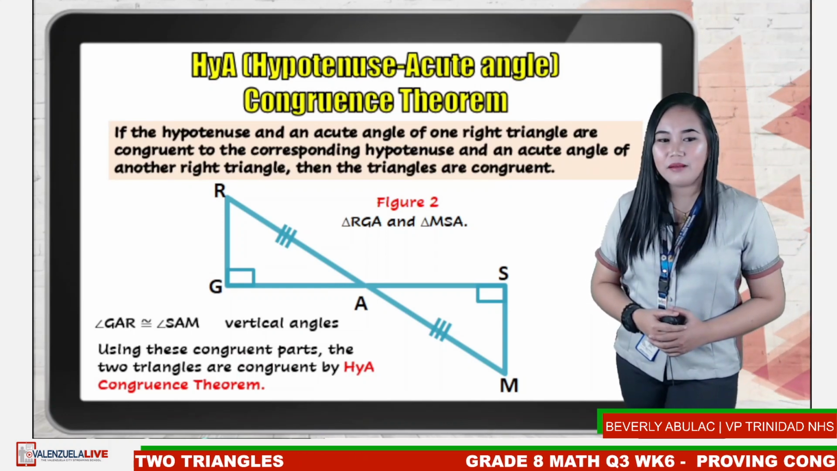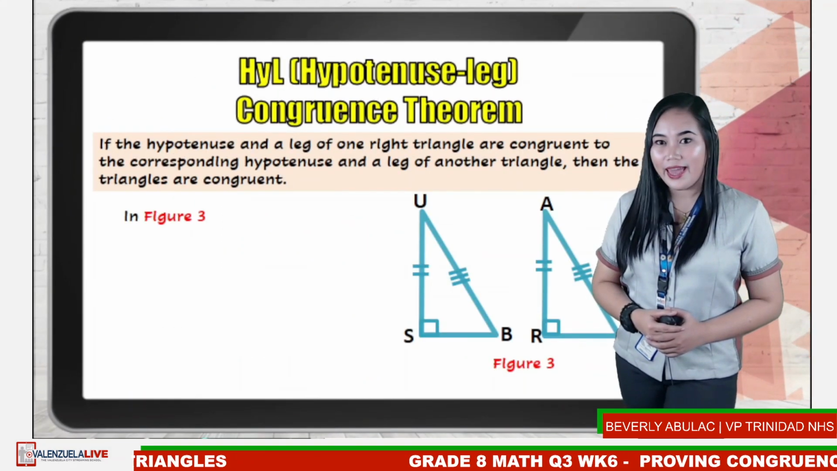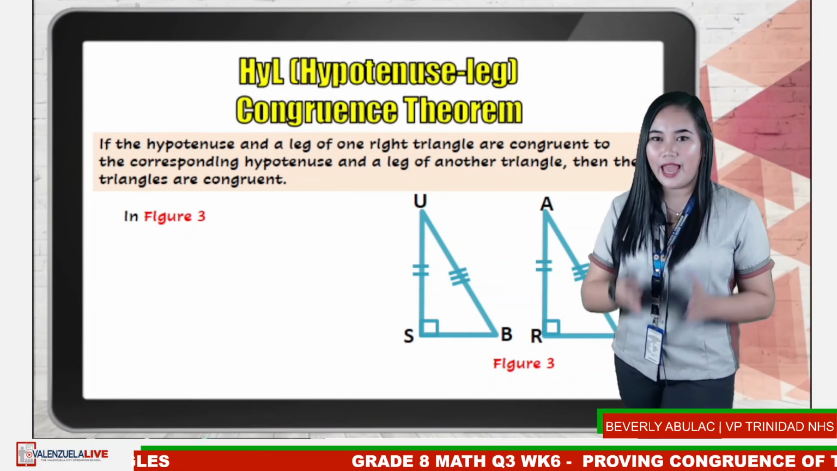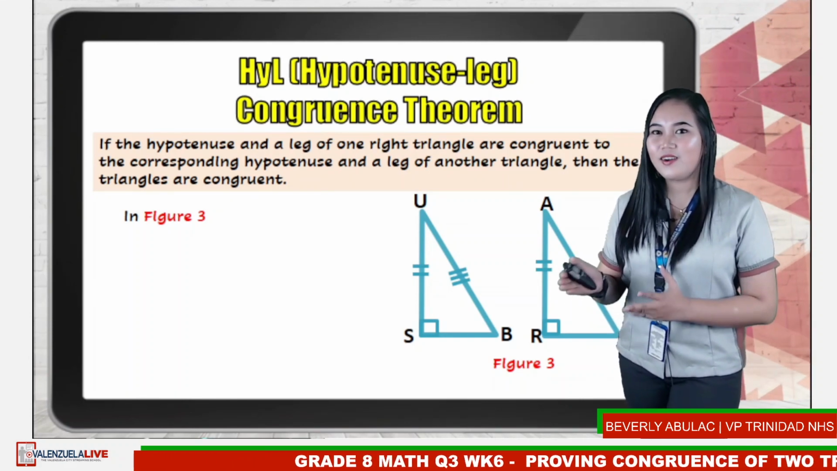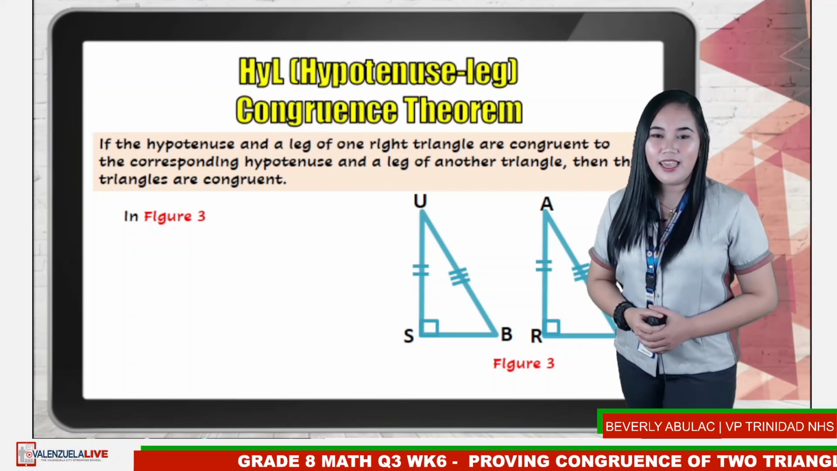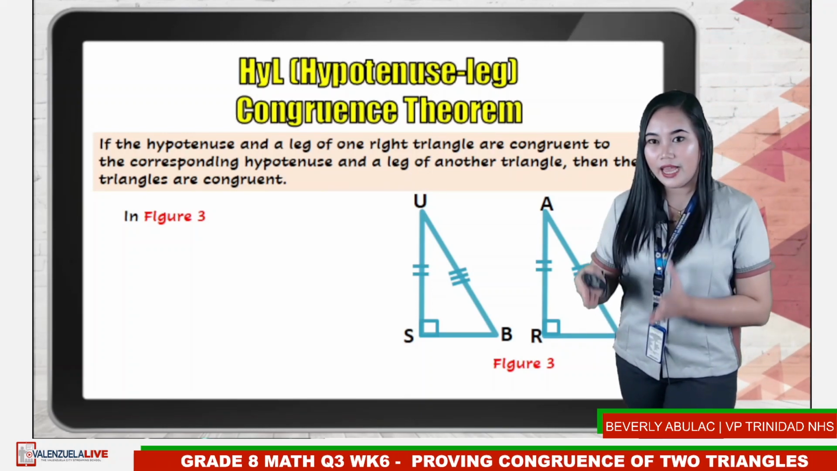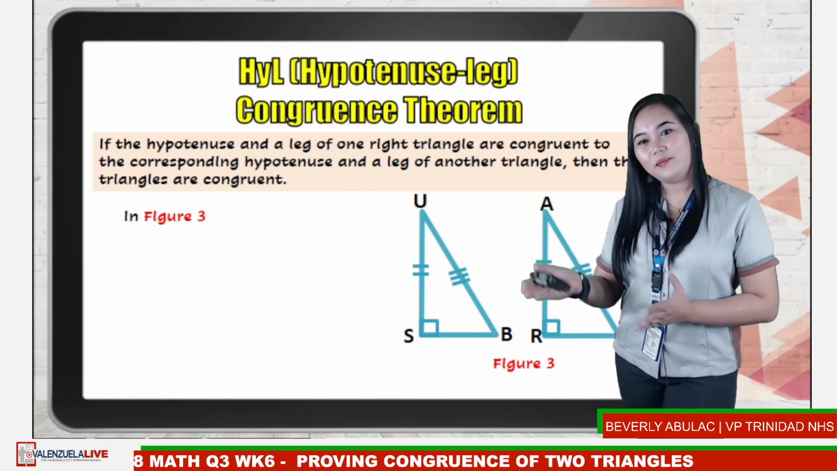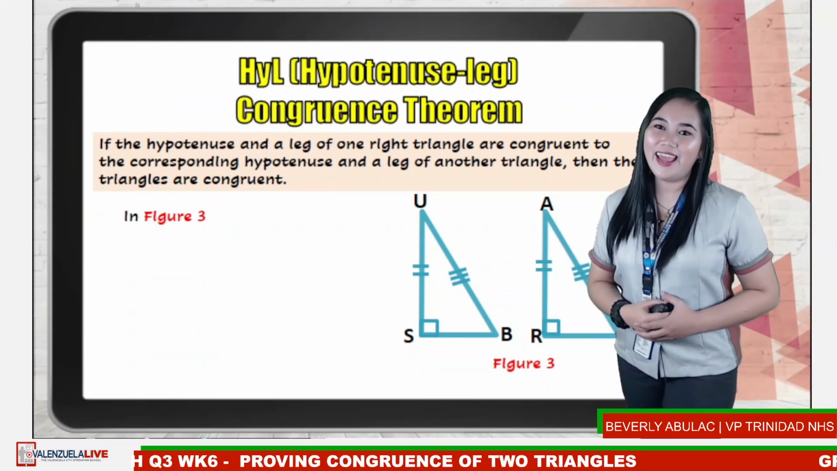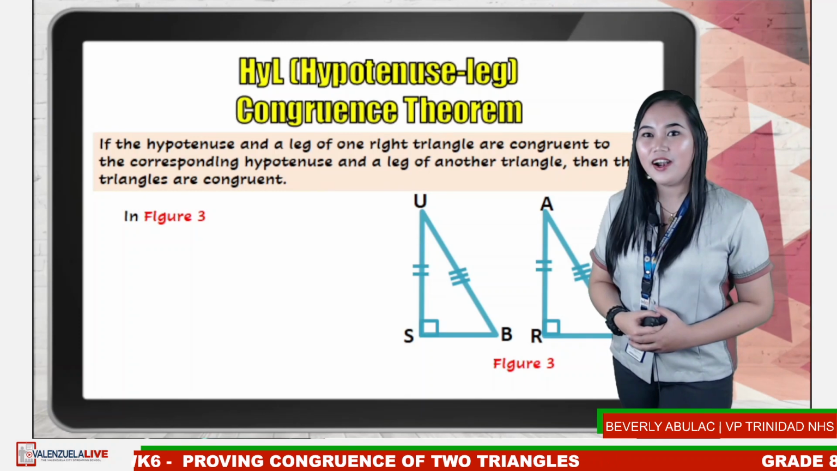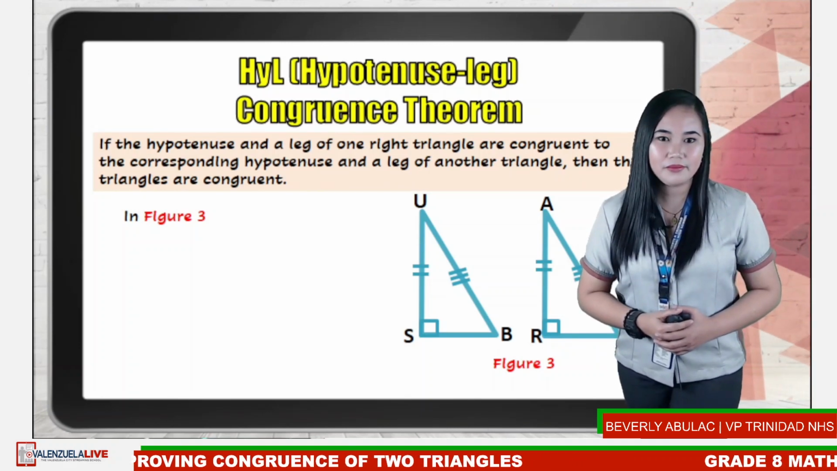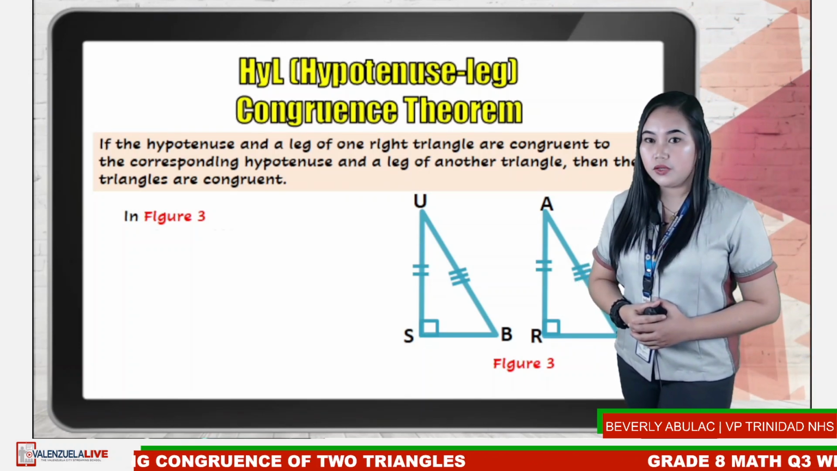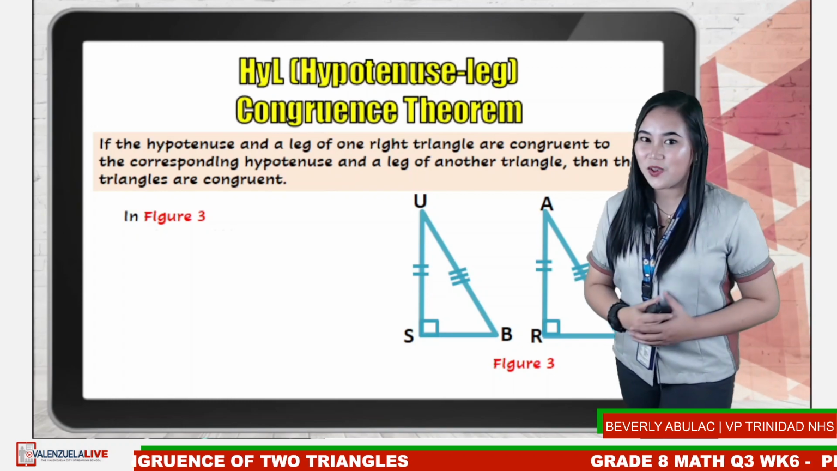Another one, we have the HYL congruence theorem, or the hypotenuse leg congruence theorem. Here, if the hypotenuse and a leg of one right triangle are congruent to the corresponding hypotenuse and a leg of another triangle, then the triangles are congruent. Again, this theorem can be applied to right triangles only.